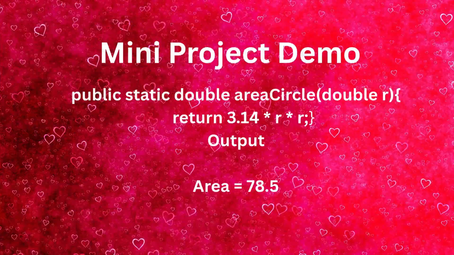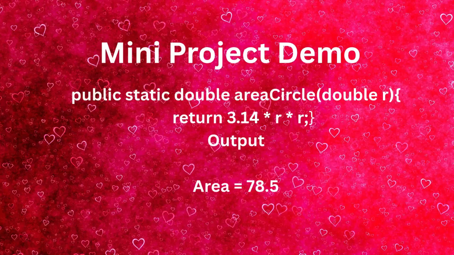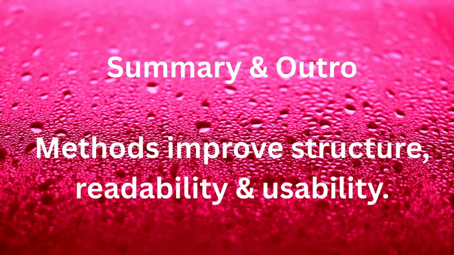Mini project example: public static double circle(double r) { return 3.14 * r * r; }. Calling this will give area equals 78.5. To summarize, methods improve code structure, reusability, readability, and reduce repeated code.